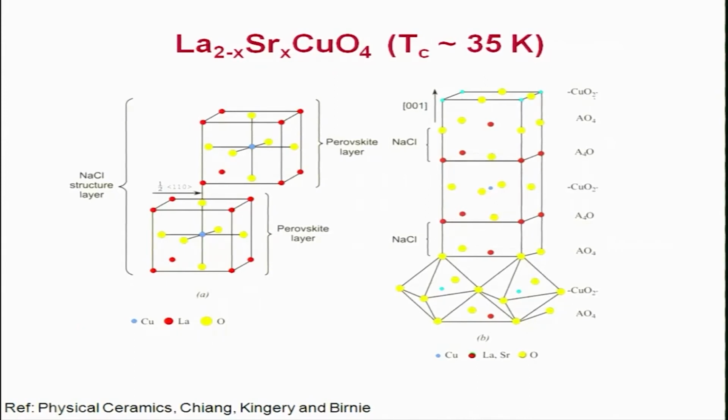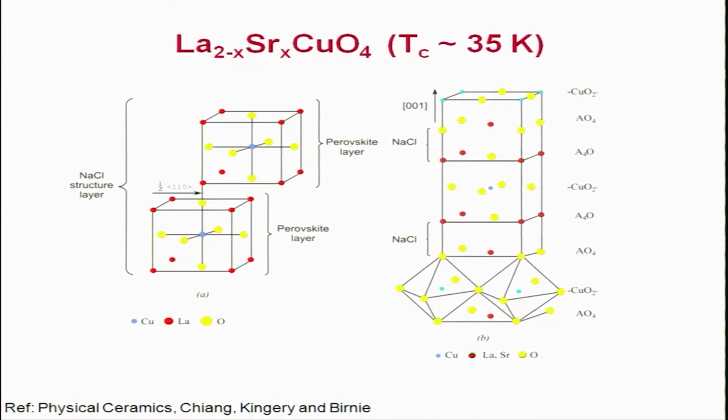The first layer is copper oxide, the second layer is AO4. A could be strontium or lanthanum. So copper oxide layer, AO4 layer, A4O layer, CuO2 layer, A4O layer, AO4 layer. It looks complicated, but it's a fairly simple layered arrangement. But the layers are shifted. The position of ions in these layers is such that you have alternating sodium chloride layers, and in between you have these perovskite layers.